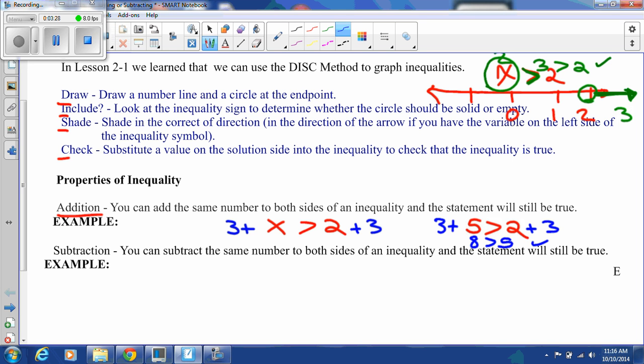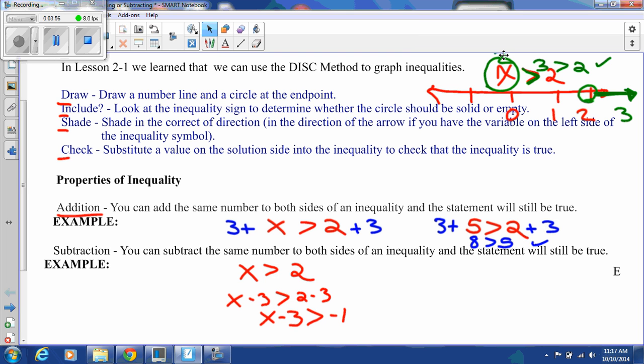The same works for subtraction. You can subtract the same number from both sides of an inequality. The statement will still be true. So for example, if I have x greater than 2, and I subtract 3 from each side, then the resulting statement is still true. So x minus 3 would be greater than negative 1.